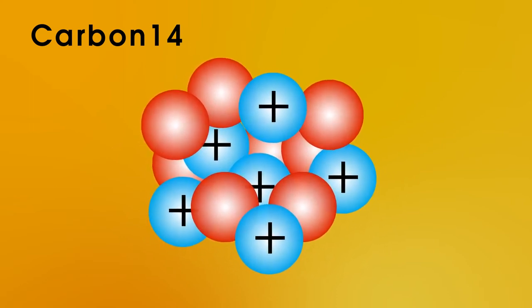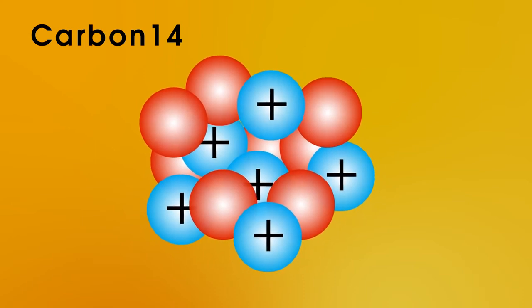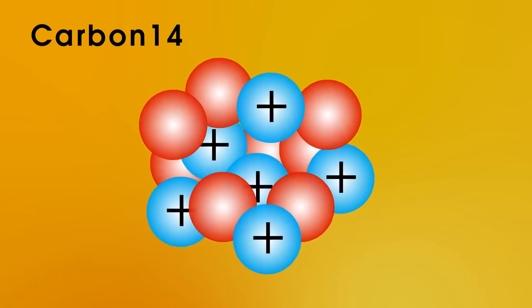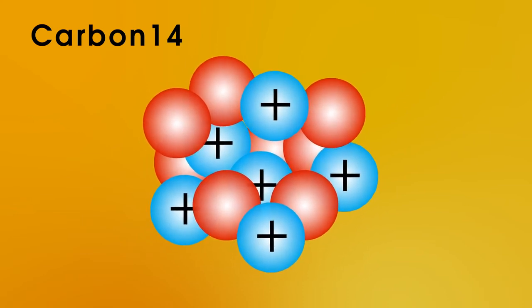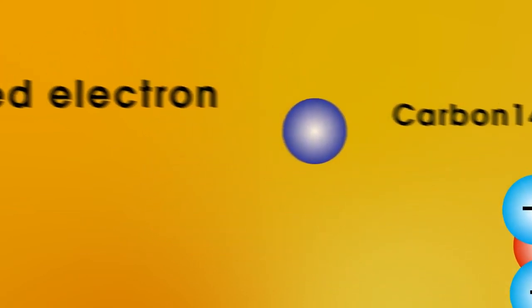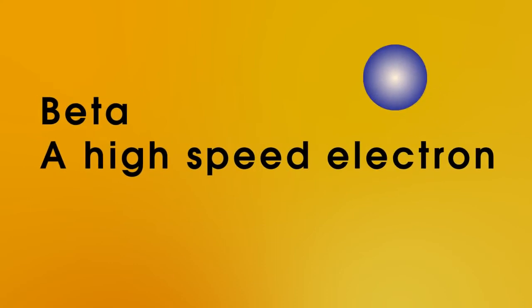So it can do this by beta decay. What it does, it just completely randomly and spontaneously can turn a neutron into a proton, emitting a beta particle. This beta particle is actually just a high-speed electron. Right, now let's move on and look at the other 2 types of radiation, alpha and gamma.